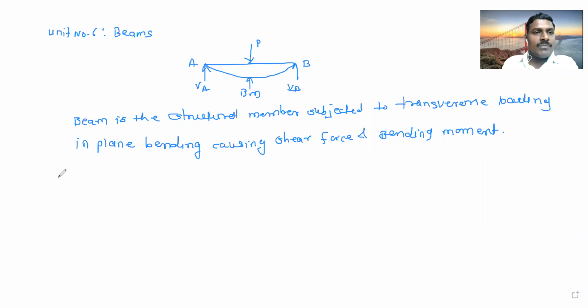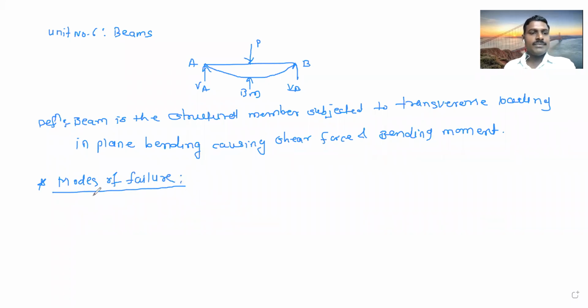So there are modes of failure. So this is the definition. So now next is the modes of failure. How will this beam fail? So there are three modes of failure. First mode of failure is the deflection.